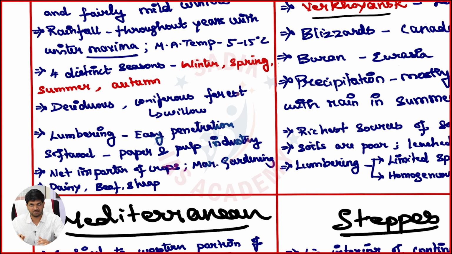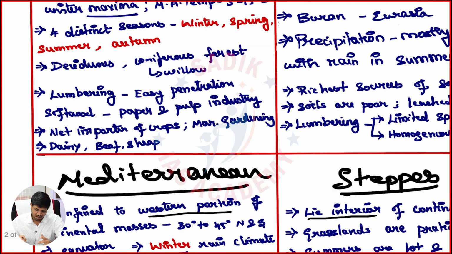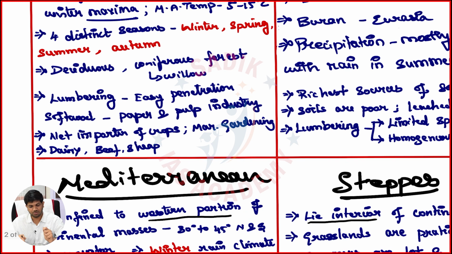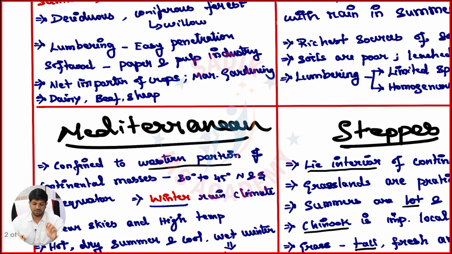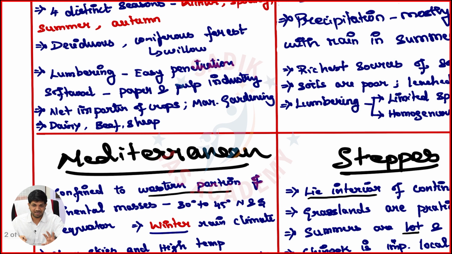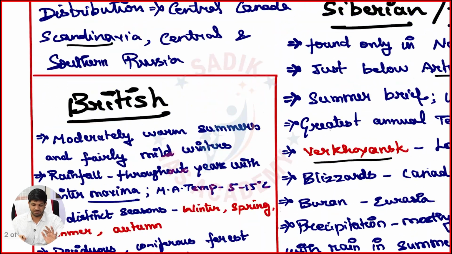In the coniferous forest, willows are known for making bats. And lumbering activity is also cheaper and easier in the British type of climate. And they are net importers of crops like wheat and maize. And they are known for market gardening, dairy, beef and sheep.